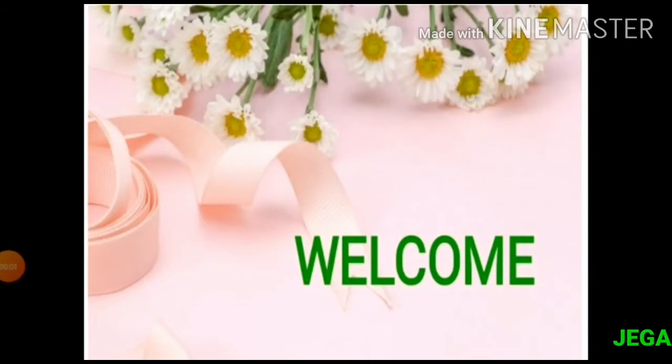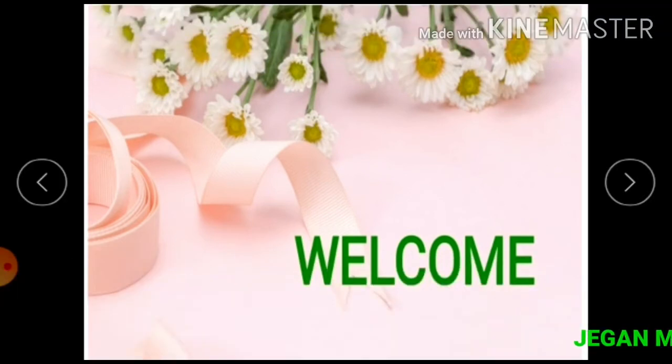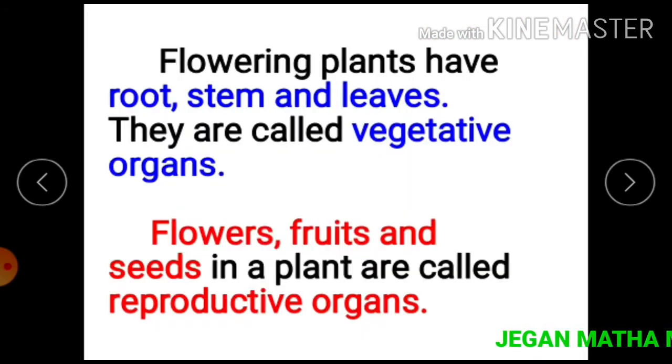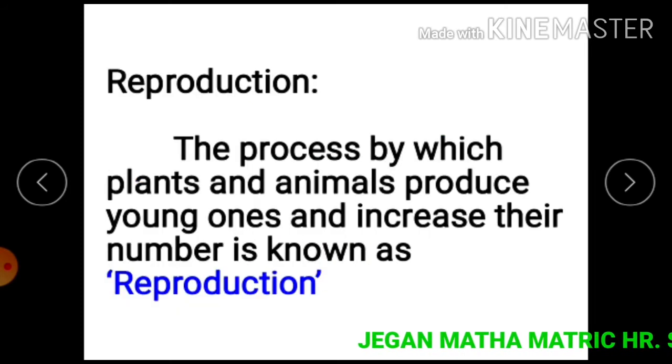Welcome to science class. In this class we learn about reproduction and modification in plants. We know already that flowering plants have root, stem and leaves. They are called vegetative organs. Flowers, fruits and seeds in a plant are called reproductive organs.